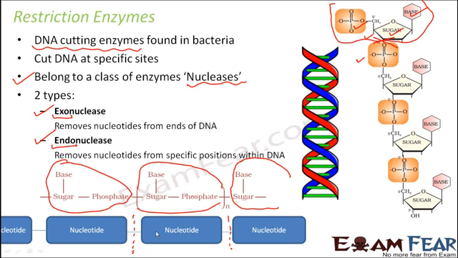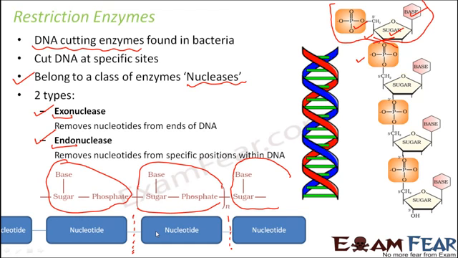So these are the two ways by which a DNA can be cut. Either a nucleotide unit is removed from the outer part or from one end of the DNA, that is exonuclease, or a nucleotide is removed from in between the DNA, so the DNA is cut from in between. Those kinds of enzymes are called endonuclease. So these are the two types of nucleases.